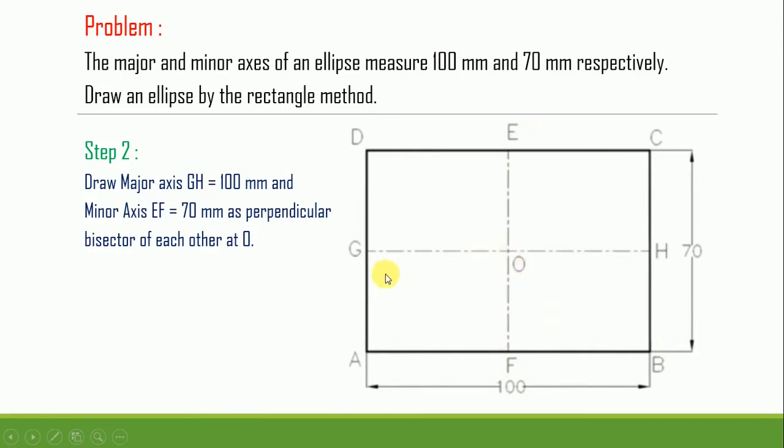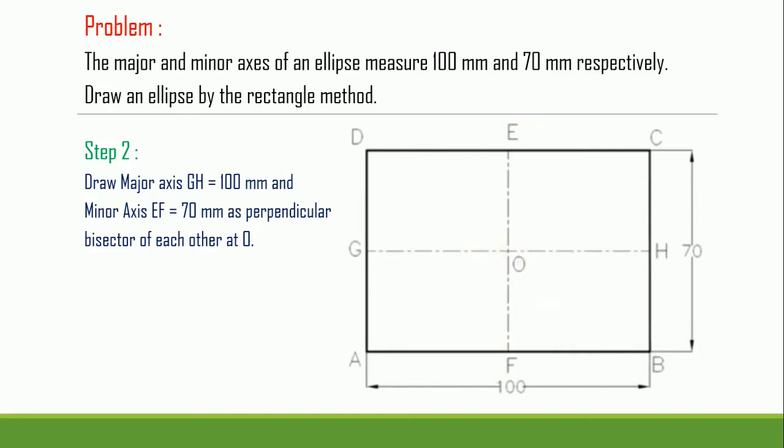We connect E and F, and that forms our minor axis of the ellipse. Similarly, we divide the line AD exactly at its mid and mark that point as G, and the line BC is divided exactly at its mid and that point is named H. We connect the points G and H by means of the center line, and that forms our major axis, which is 100 mm. So this is the second step.